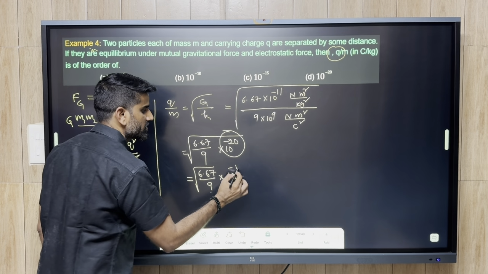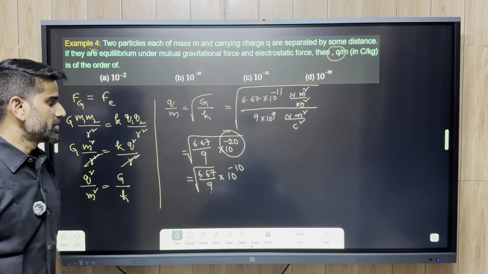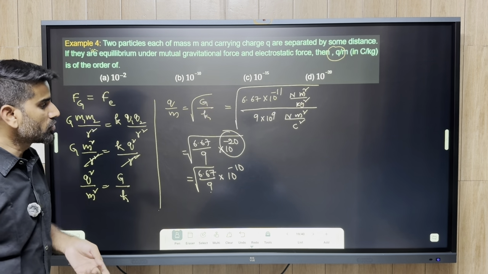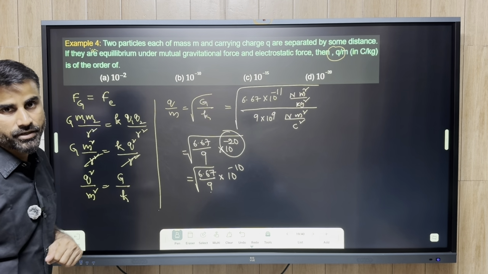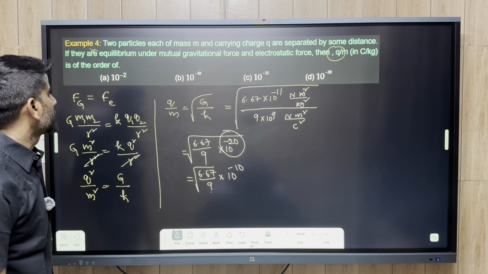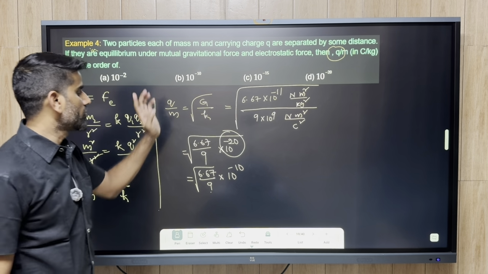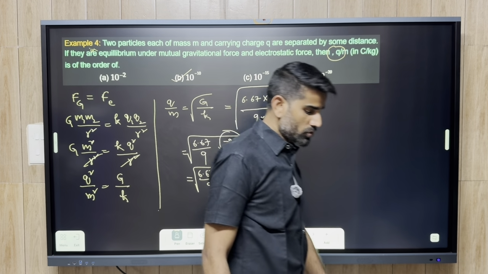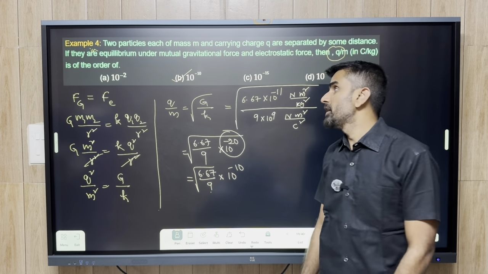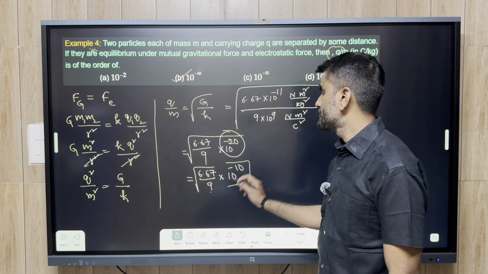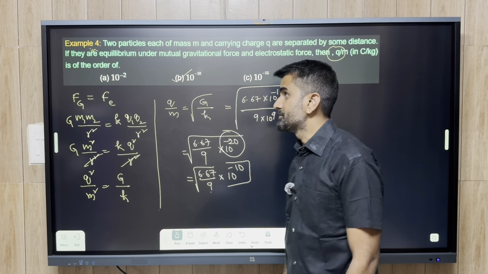If I take this root of 10 to the power minus 20, that is 10 to the power minus 10, this could be 0 point something. So the answer could be 10 to the power minus 10 or 10 to the power minus 11, depending on the answers given in the options. 10 to the power minus 2 is not the answer. 10 to the power minus 10 could be the answer. 10 to the power minus 11 is not there. So 10 to the power minus 10 will be the answer. Okay, right?